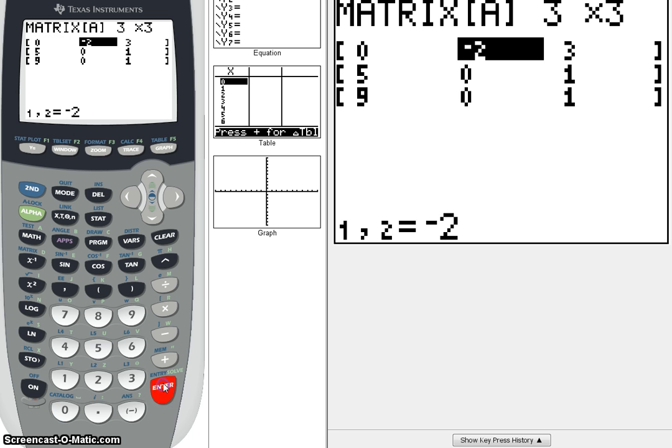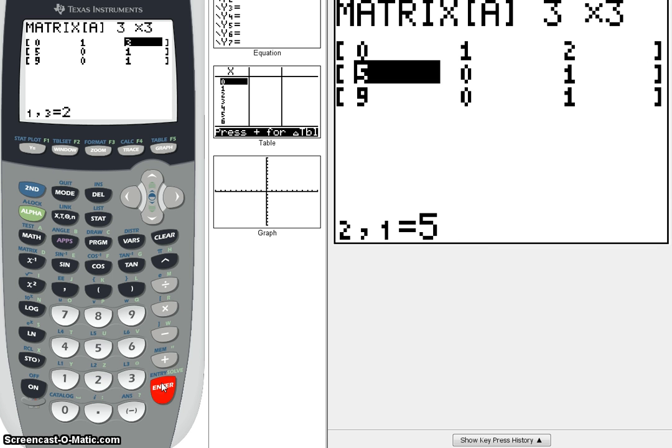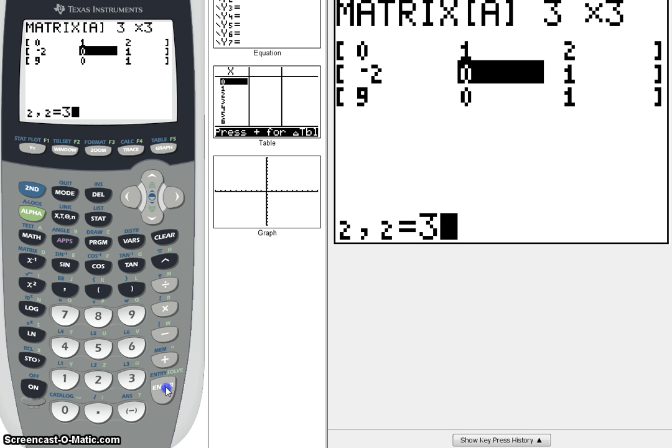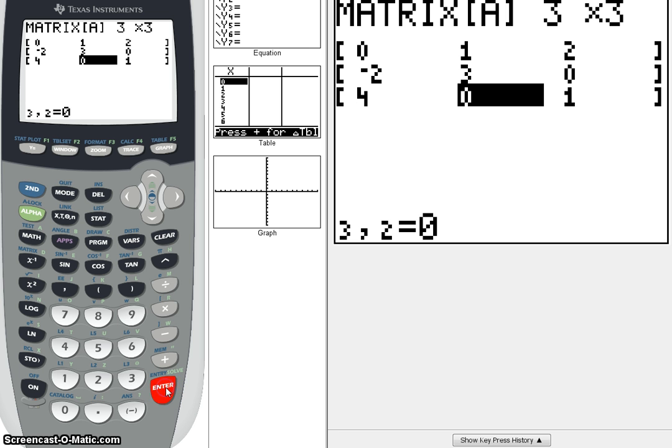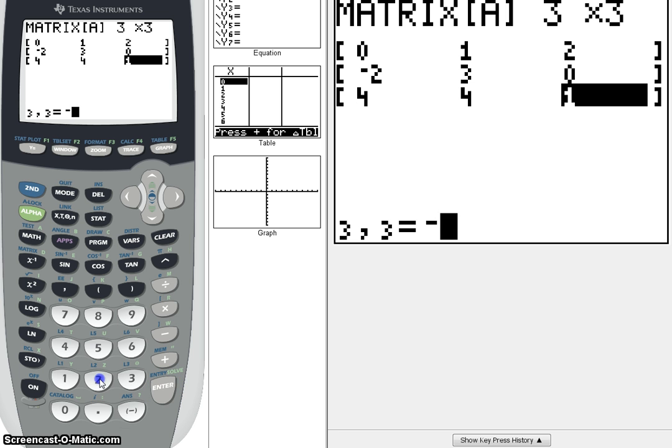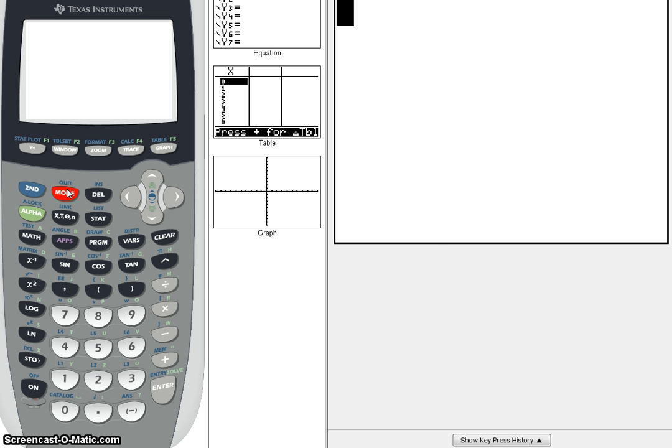So the new numbers of the matrix I was just looking at were 0, 1, 2. So we don't have to clear our matrix every time we do it. The next number was -2, and then we had 3, and then we had 0. And then finally it was 4, 4, and -2. All right, so that's our matrix. Now I can quit out of that. I hit second mode, or second quit, to quit out.